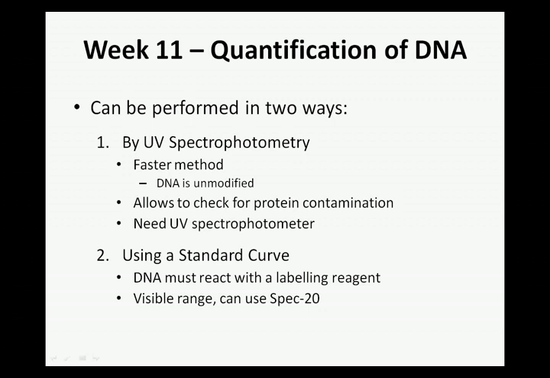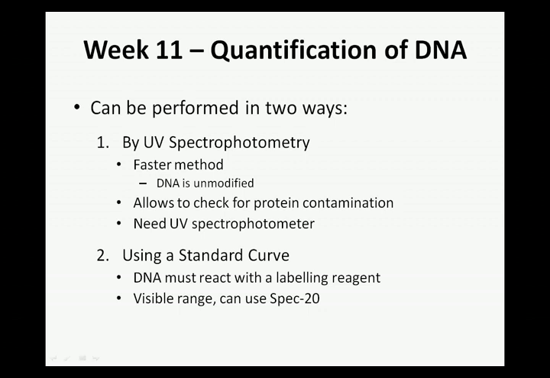In general, there are two ways that you can go when it comes to quantify DNA. The first way is by using UV spectrophotometry. This is the fastest method, that's very commonly used in the lab. And the advantage of this method is that DNA is read as is. So you just take an aliquot of your sample and you read the absorbance at 260 nanometers. So DNA doesn't need to be modified in any ways or to react with anything.